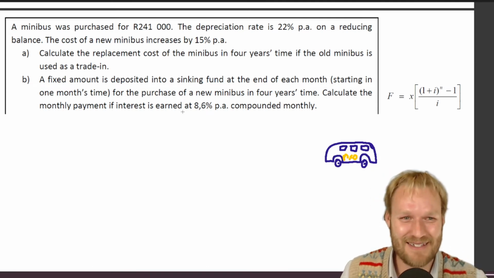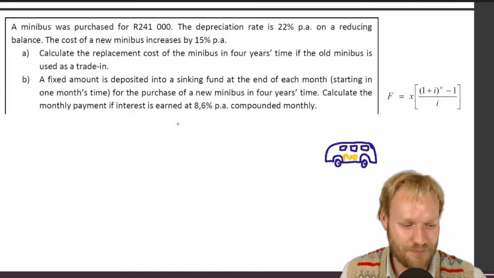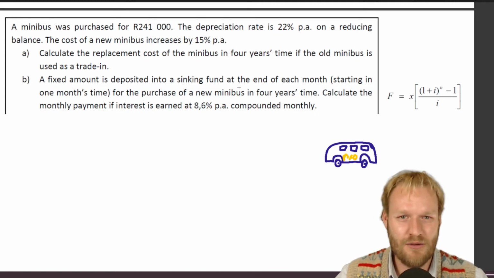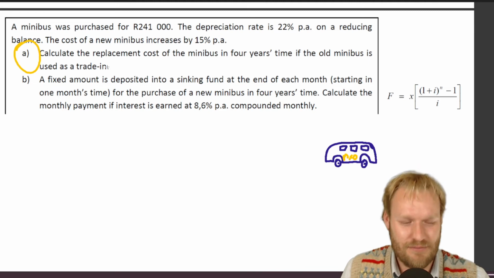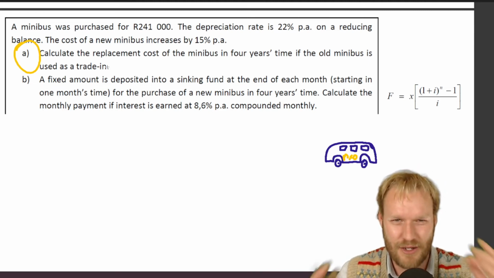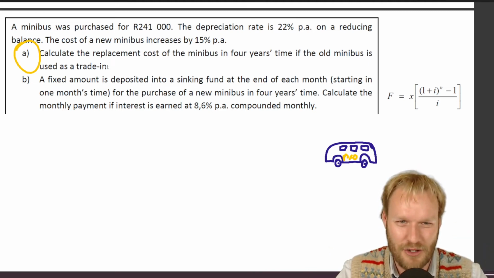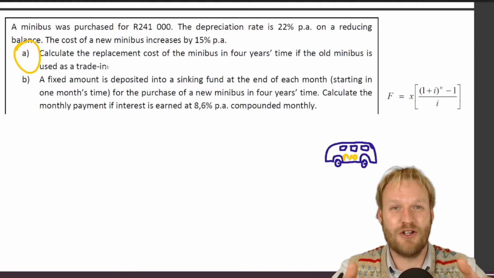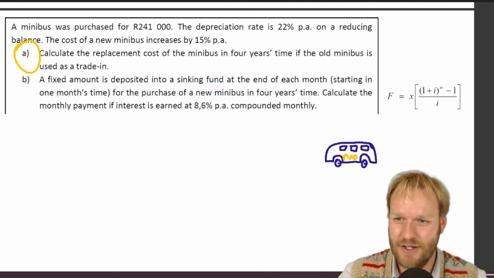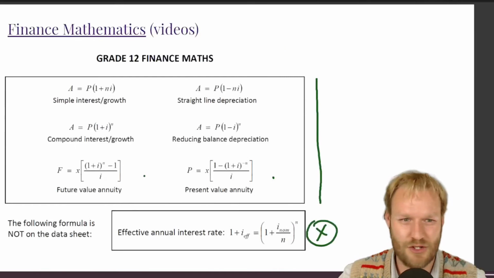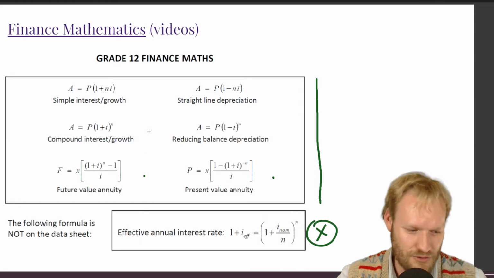So our minibus was purchased for $241,000. What we need to work out is basically how much money we are going to need, because we're going to trade it in and it's going to be worth a whole lot less, and the new minibus is going to cost a whole lot more. So if we scroll up to the top, we've got things to do with reducing balance, and we've got things to do with increasing growth here as well.